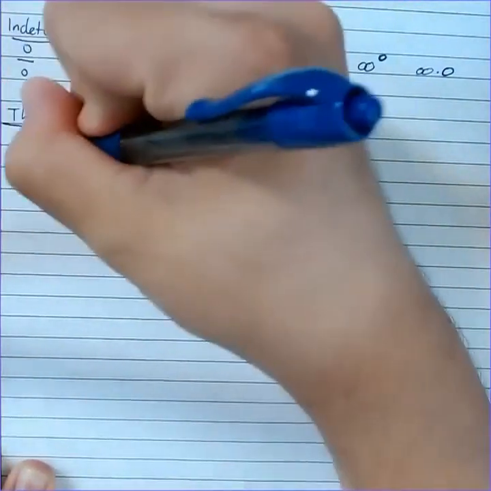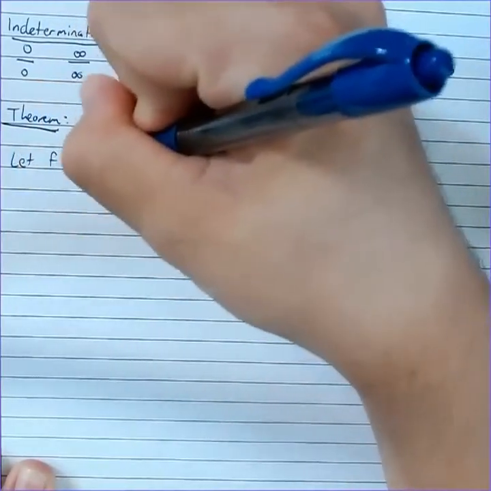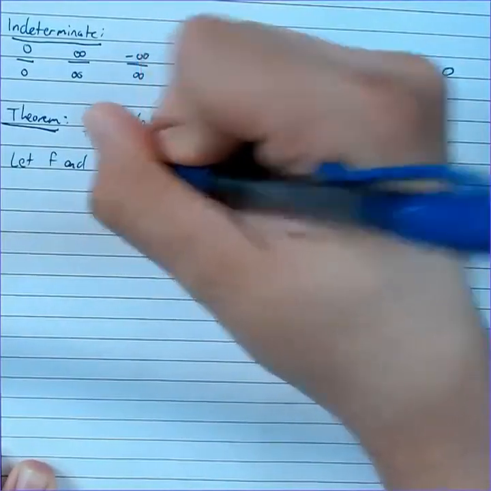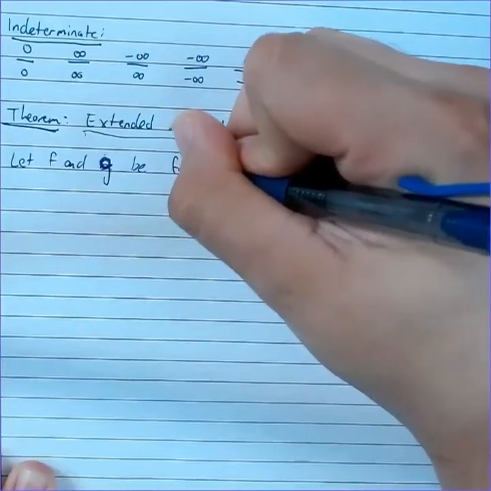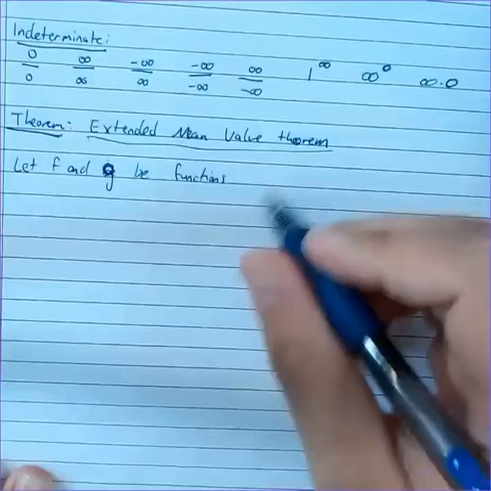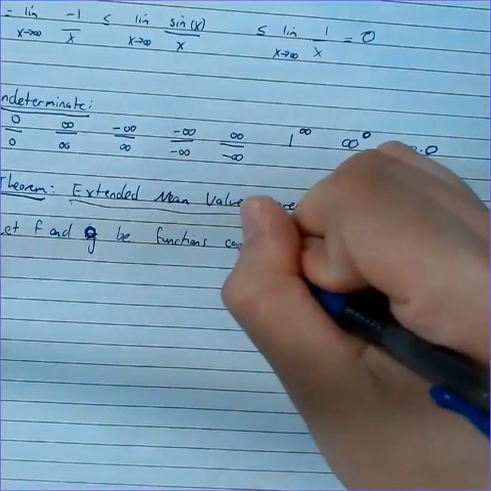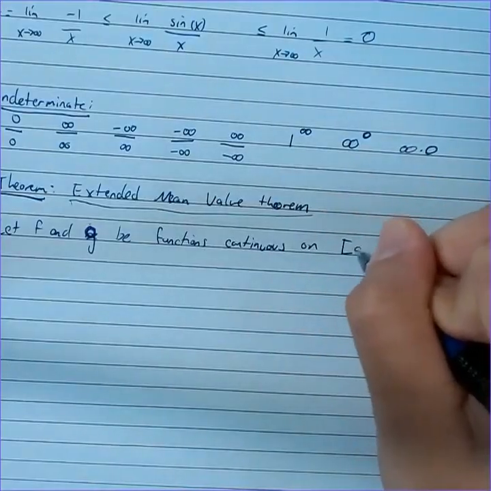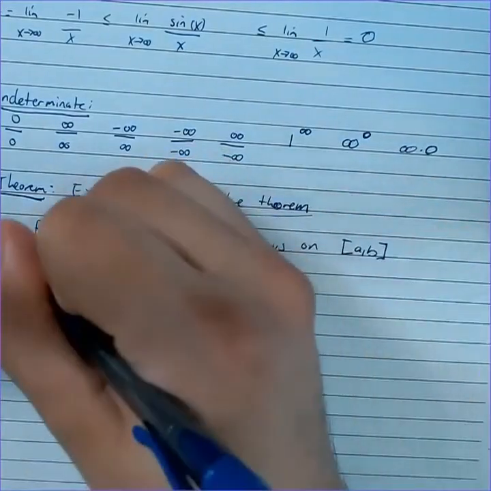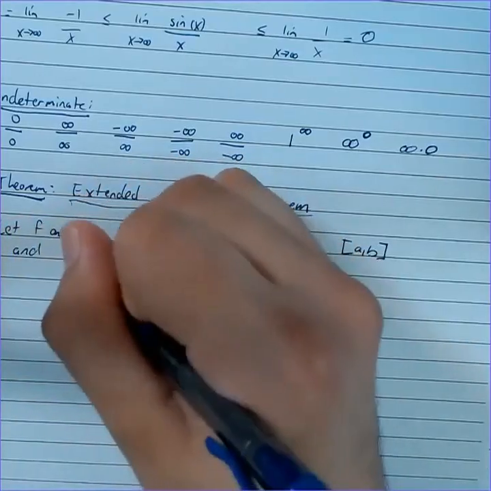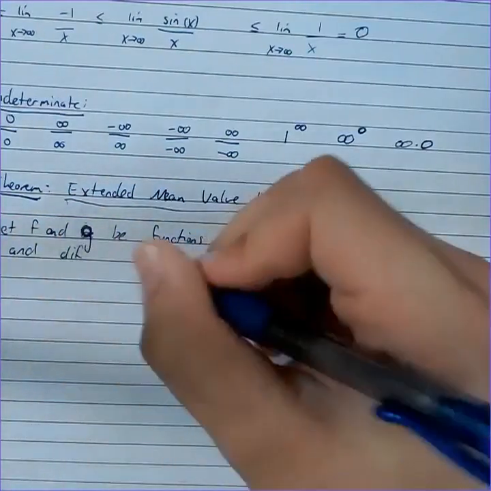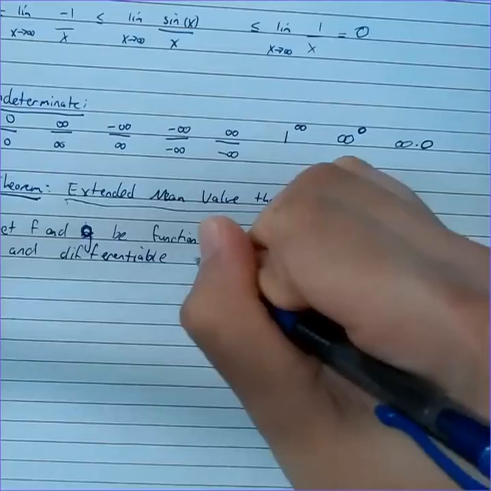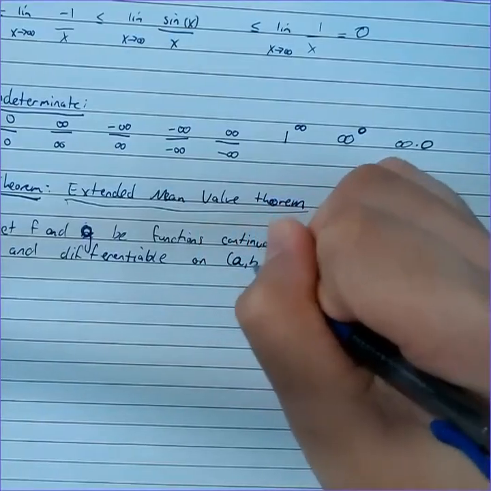So let f and g be functions that are continuous on a closed interval, and we'll call that interval from a to b, and differentiable on the open interval. So it may not be differentiable at the endpoints, but everywhere in between. Differentiable on the open interval from a to b. Okay.